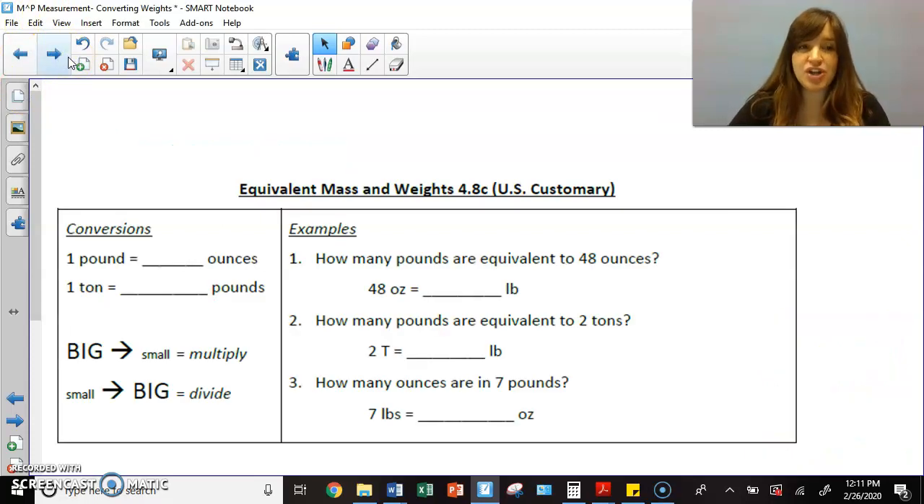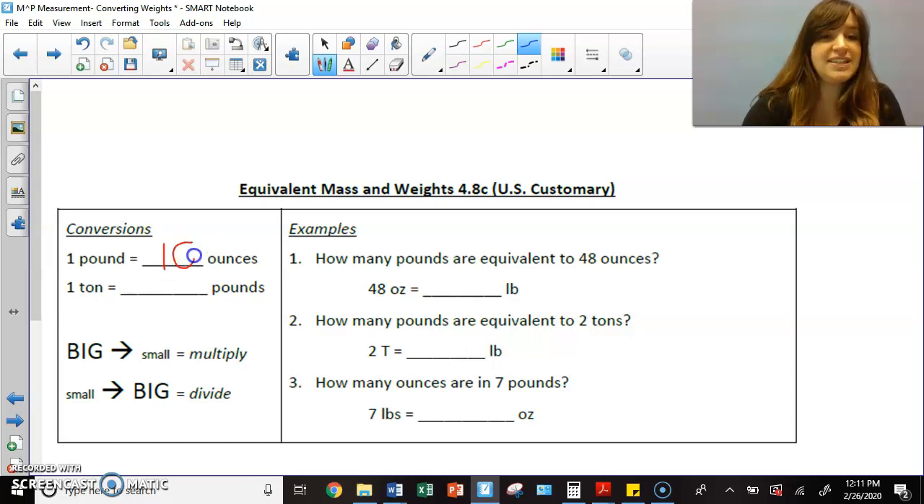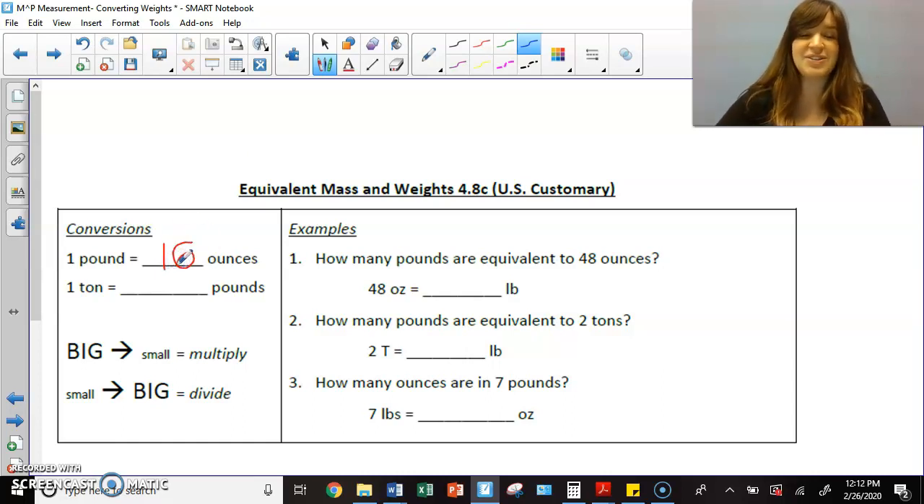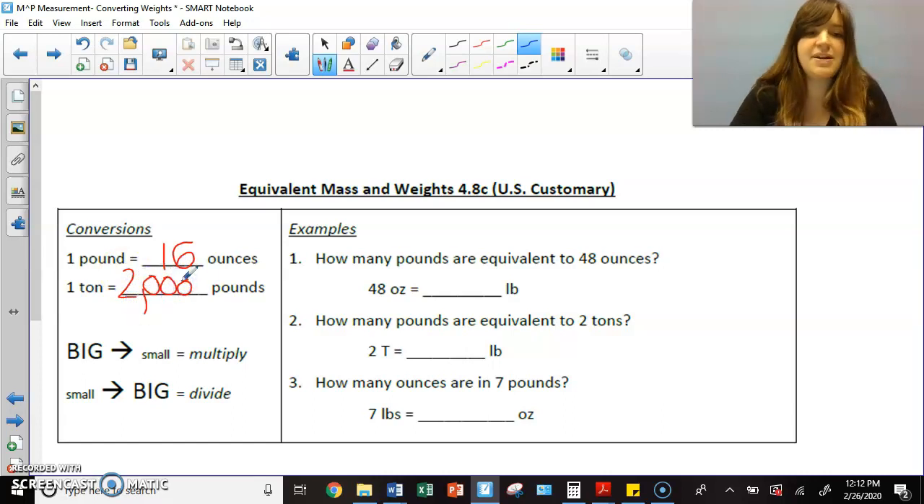So, we need to know some basic conversions. This is stuff that you just need to memorize and know. If I am talking about 1 pound, you need to know that it is equal to 16 ounces. So there are 16 ounces in 1 pound. There are 2,000 pounds in 1 ton. Not as commonly used in everyday life as 16 ounces in a pound, but still valuable information to know and memorize.